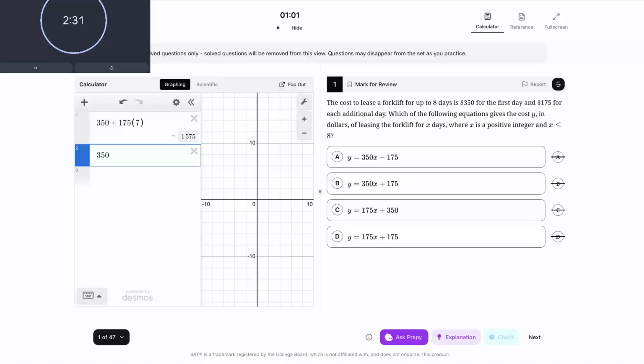Oh my god, 350x. So this is 7 minus 175. That's not it. Plus 175. That's definitely not it. 175. Shoot, 175x to the 7, and then plus 175. That was incorrect. I think this one was correct.